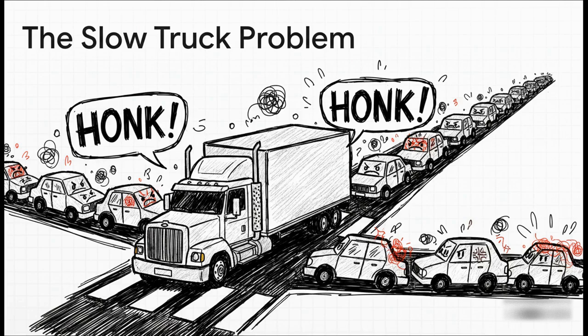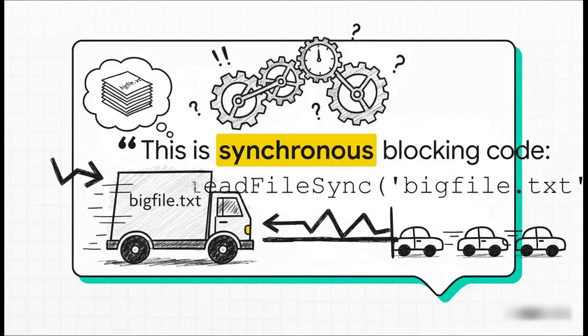It's a disaster. Now, this is what that actually looks like in your code. See that readFileSync? That is our slow truck. When Node.js sees this, it literally stops everything. It just sits there and waits for that whole big file.txt to be read before it even thinks about moving to the next line. It completely blocks the main thread.